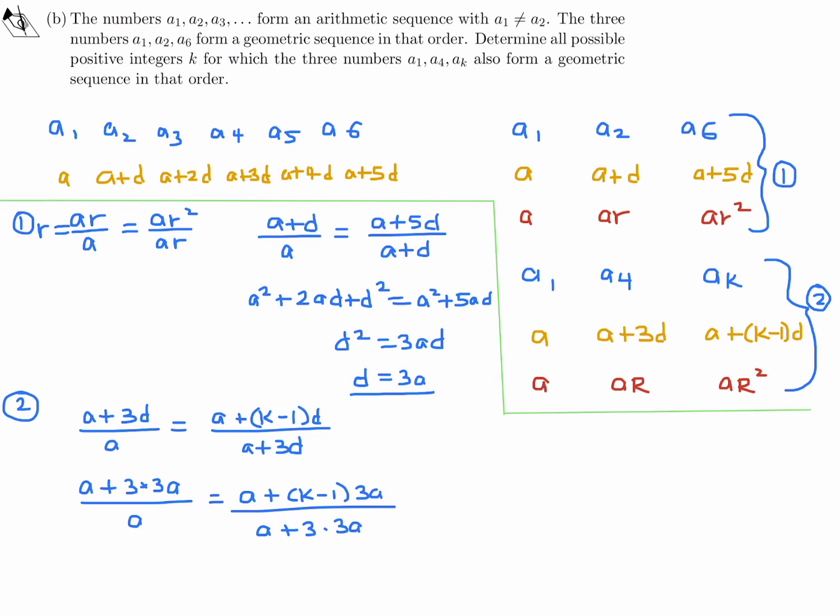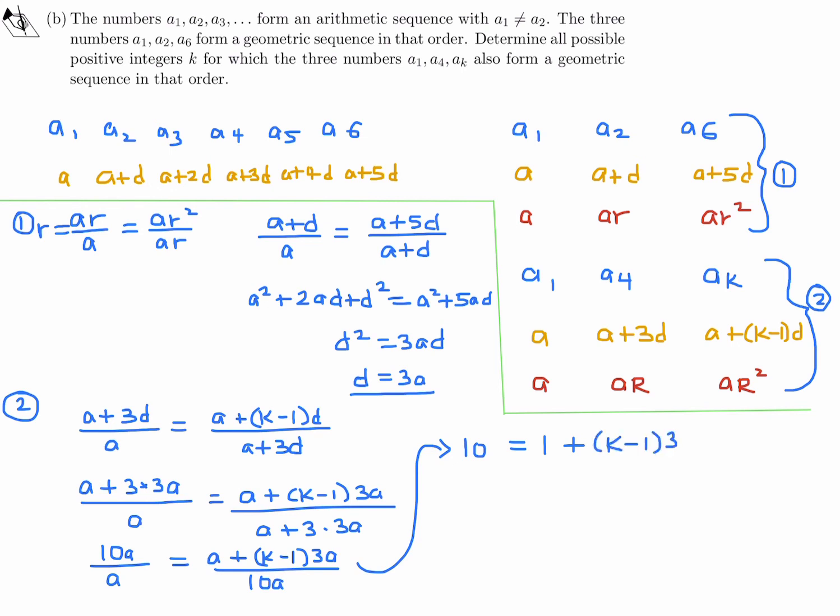Let's see, 3 times 3 is 9, 9 plus 1 is 10, so that's going to be 10a. I don't think I even need to cross multiply. This part will be a plus (k minus 1) times 3a, and this becomes 10a. The good news is that the a's cancel. On that side, you just get 10. And on this side, the a's also cancel, and I'm left with 1 plus (k minus 1) times 3, over 10. Great. Now I cross multiply, and I get 100 is equal to 1 plus, let's expand that, 3k minus 3.